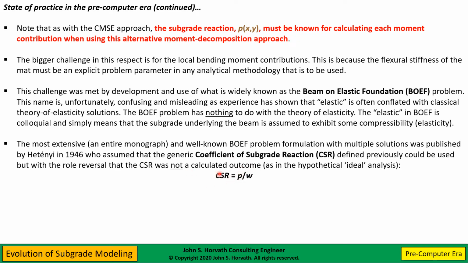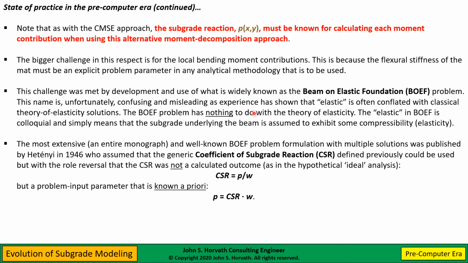Ideally, it is not known. It's, as I've shown here, a calculated outcome, but in the beam on elastic foundation problem it is assumed to be a known input parameter. Right? So notice this role reversal. Ideally, this arbitrary parameter I call coefficient of subgrade reaction is a calculated result. That's the ratio of two calculated results.